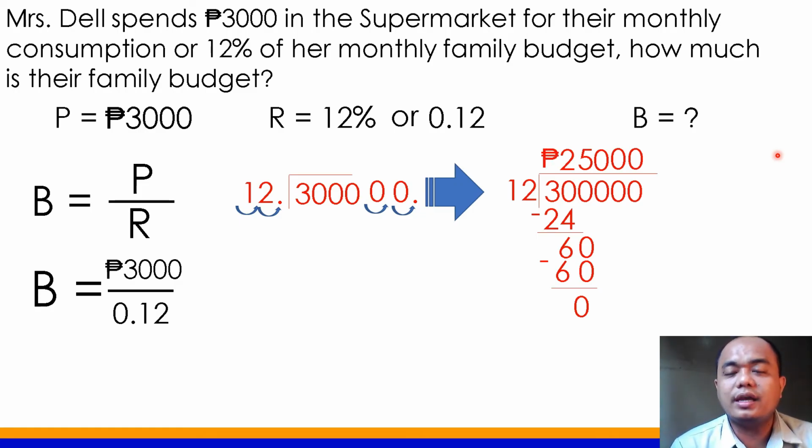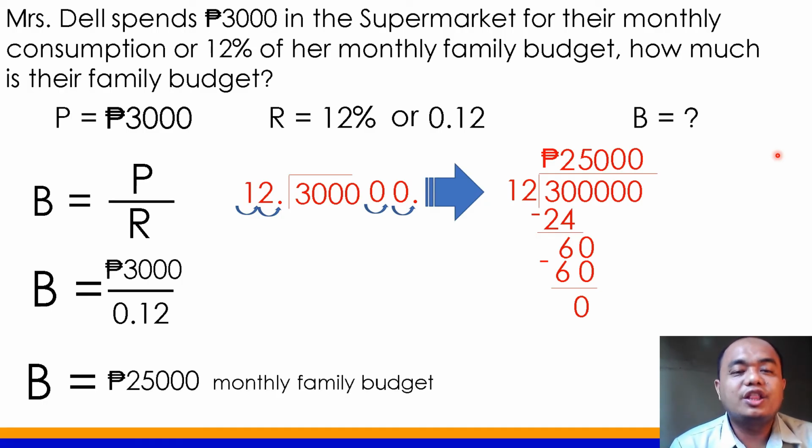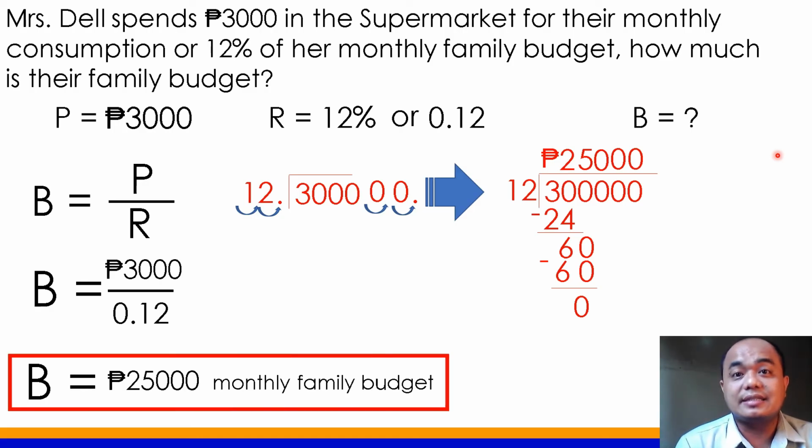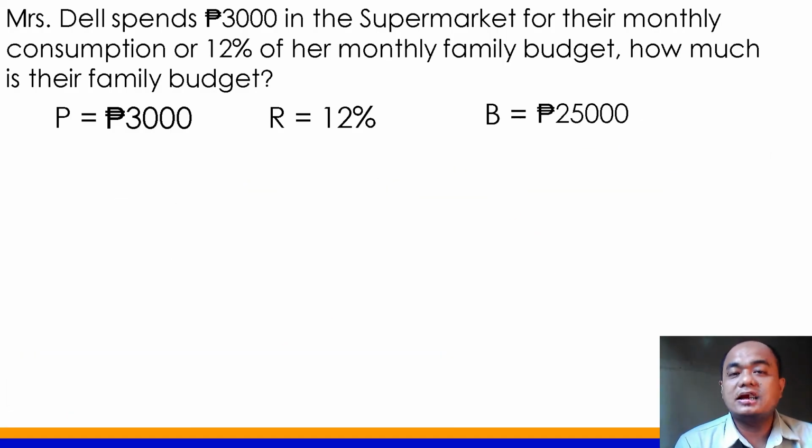Automatic. Okay? So ang ibig sabihin, ang final answer natin dito ay 25,000. Ito na yung monthly budget nila Mrs. Del. Okay? Ito yung budget ng kanilang family sa isang buwan. 25,000. Okay, naintindihan nyo, class? So, ang kabuuang budget nila ay ito. So, para maintindihan nyo pa, let me illustrate this. Yung 3,000 sa sinabi ko na kanina ay part lang ng 25,000. Okay? That makes it percentage.